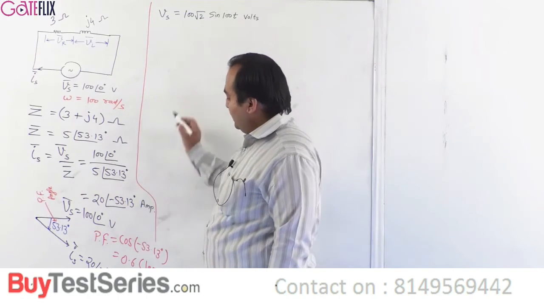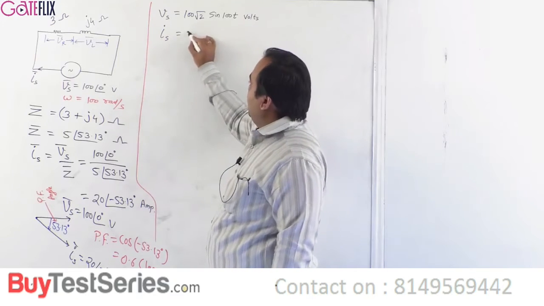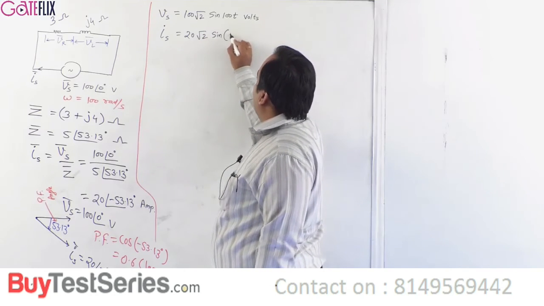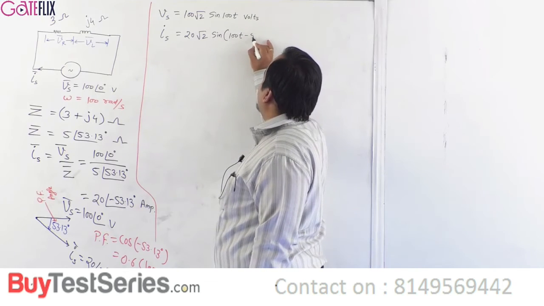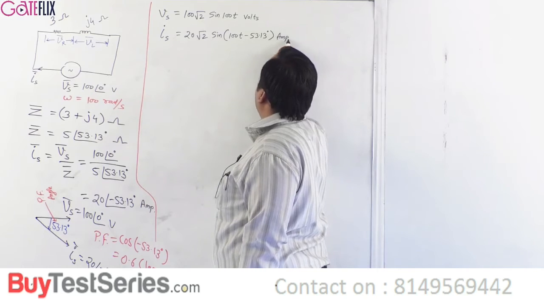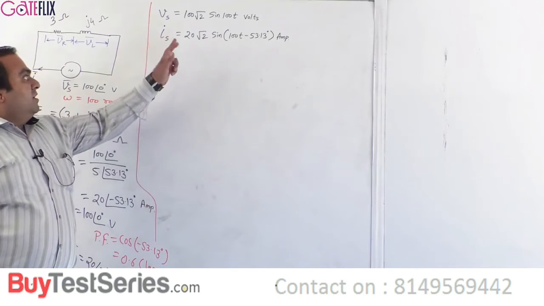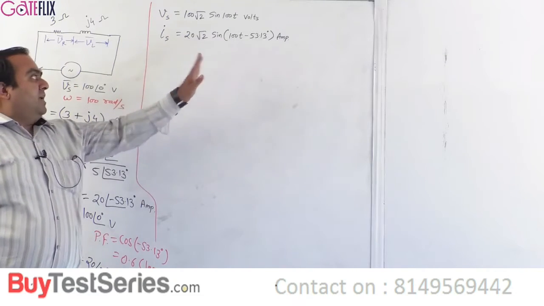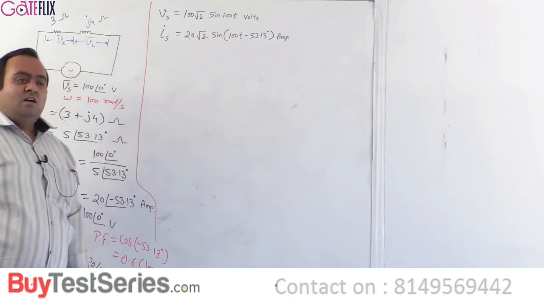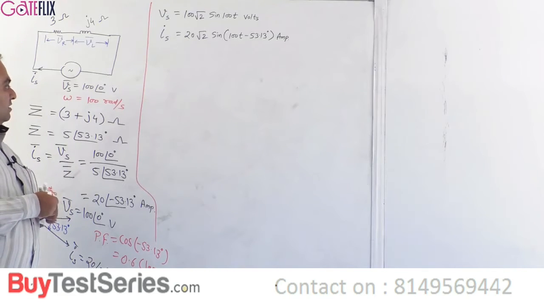If you want to write Is here, so Is will be 20 is the RMS value, root 2 sine 100 t minus 53.13 degrees amperes. Is this okay? So the supply voltage is 100 root 2 sine of 100 t, and the supply current is this. This is how we can represent voltages and currents as a function of time. Is this okay? Now we can do the further calculations.